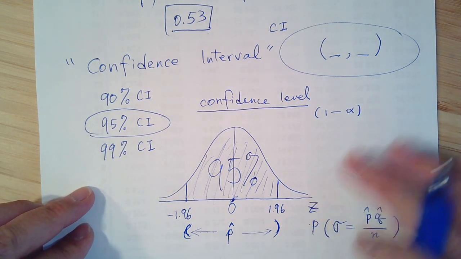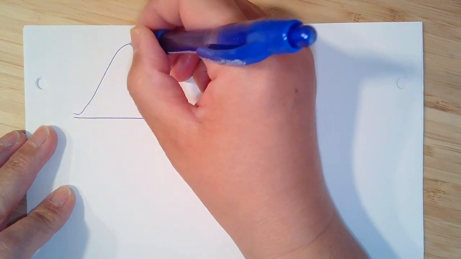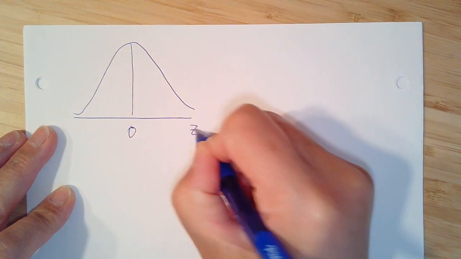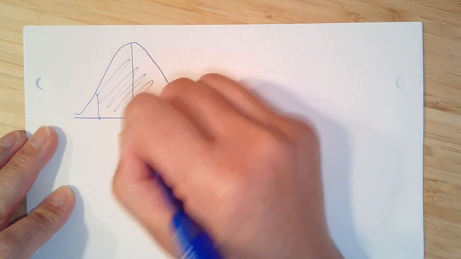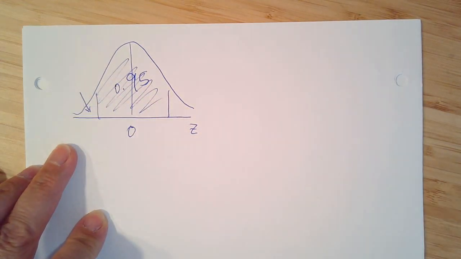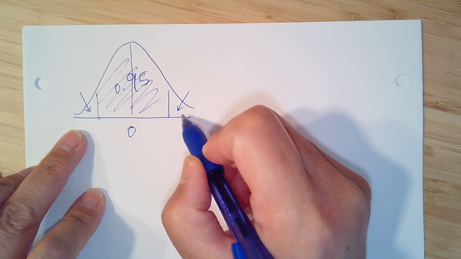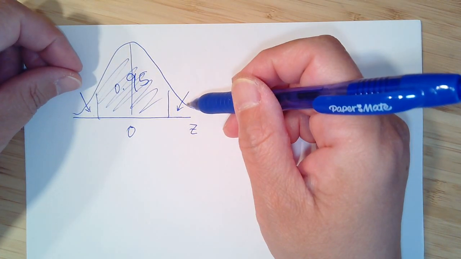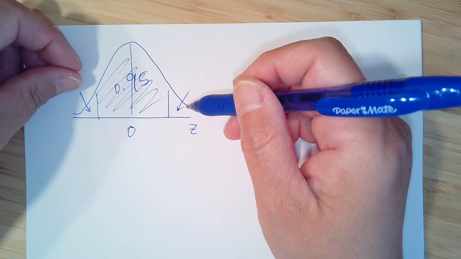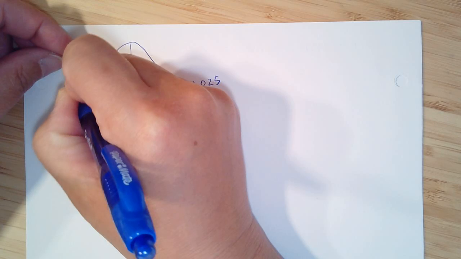Now, I will go over how I found this 1.96. If you're looking for a 95% confidence interval, sorry, this is not a very good bell curve. We want here to be 0.95, okay? And then what is this little area? This little area and this little area are the same, because these two little areas will add up to 5%, which is 0.05. So each of them will be 0.025. So here is also 0.025.